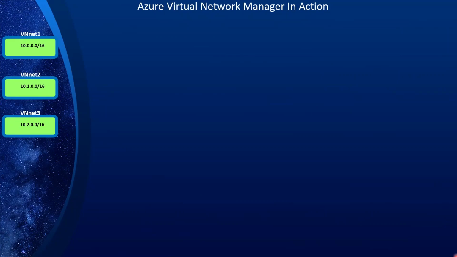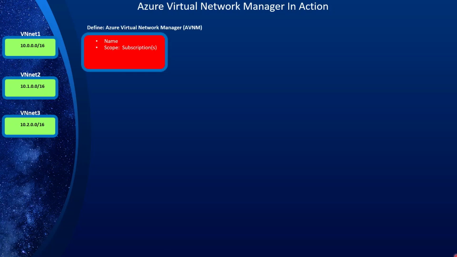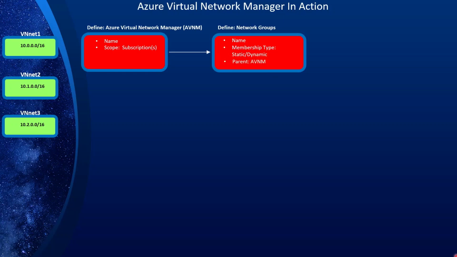Now let's visualize the steps that are required to create Azure Virtual Network Manager. We'll go into more detail during the lab, but this is for you to visualize the steps. First, we need to create a virtual network manager, or AVNM for short. We need to specify a name and the scope, that is, whether it is in just one subscription or goes across multiple Azure subscriptions. Then we define network groups, the container to which we can then add VNets.